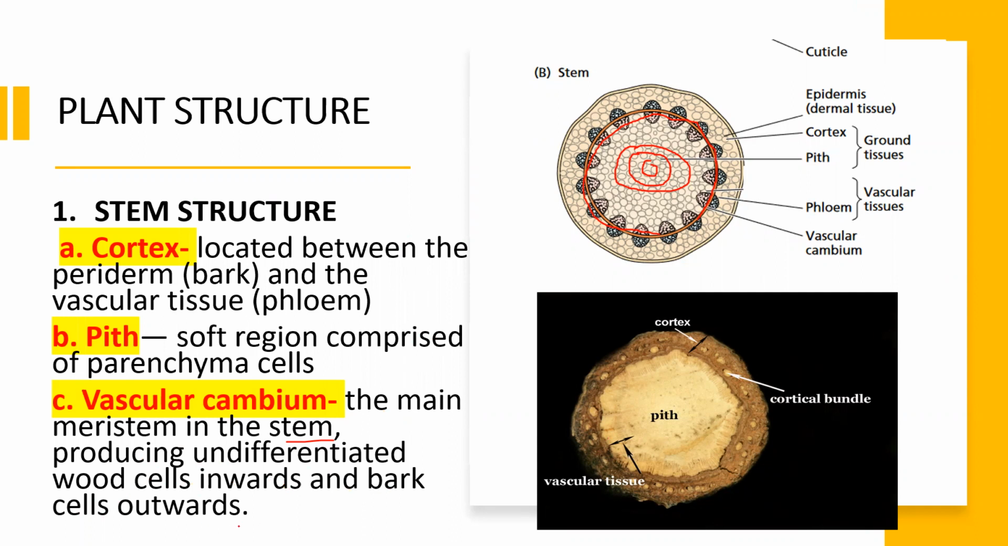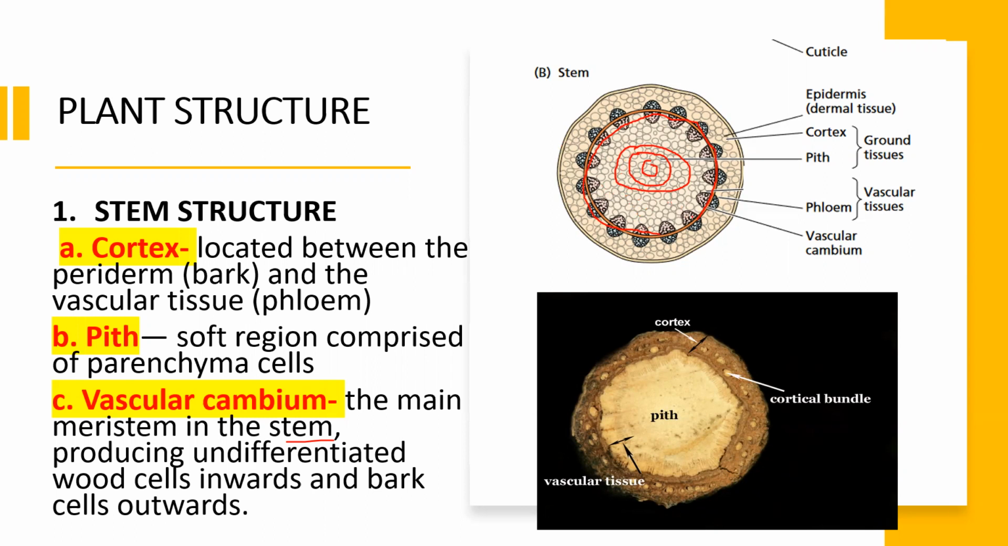bark cells outwards. So kapag sinabi nating vascular cambium, siya yung ring-like type wherein it produces a lot of rings, na kung saan ay kapag mas madaming ring, yun yung pinaka-identified na age ng mismong crop, especially kapag mga wood crop yung mga yan or wood trees yung mga yan.